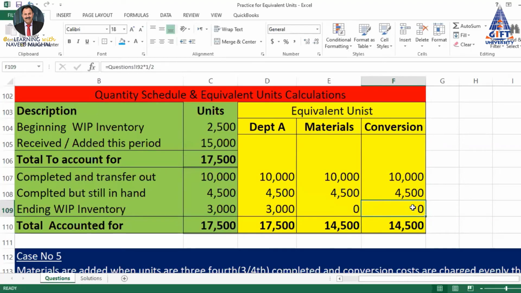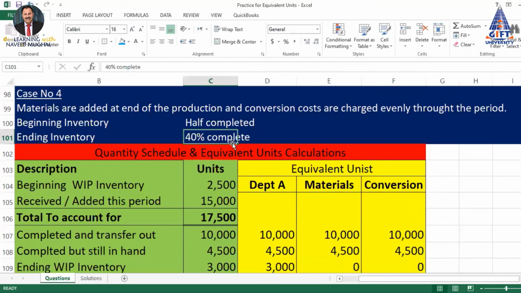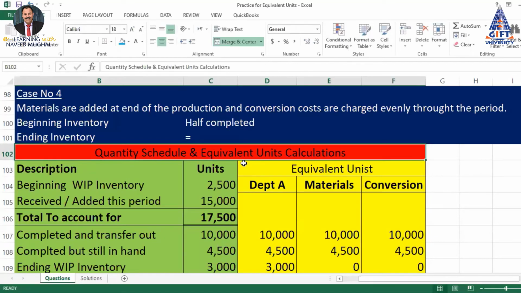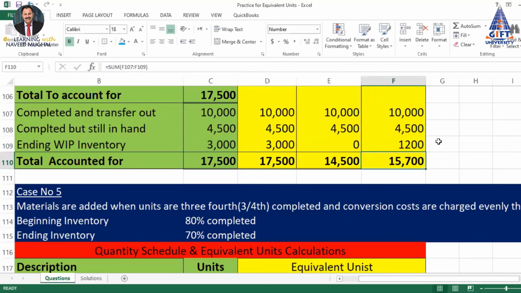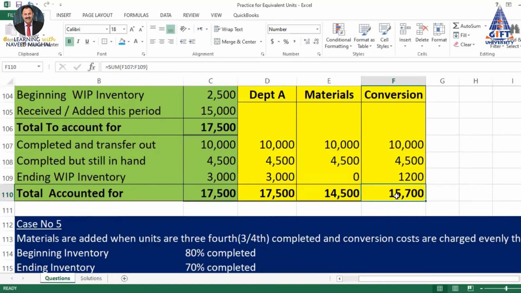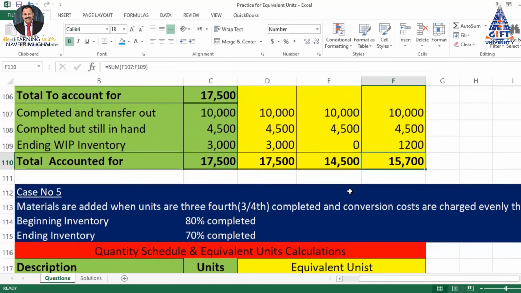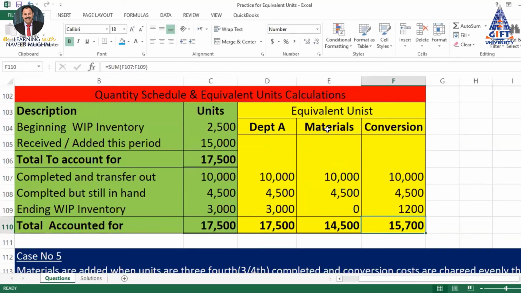And what about the conversion cost? With respect to conversion, we have been given a percentage. We will simply multiply by this percentage, and we will have our answer. Here we multiply by 40%, then we will have our answer, that is 1,200. So when we total these three columns, we will have total equivalent units, and by using these total equivalent units figures, we will have the per unit cost of materials in department B, and the per unit cost of conversion in department B. In this way we can calculate this figure.